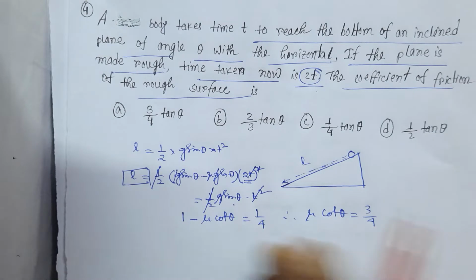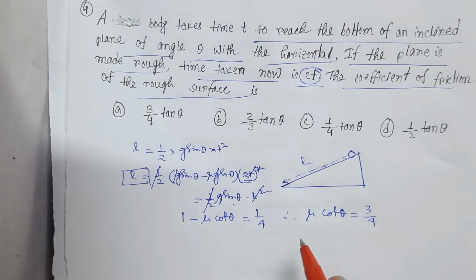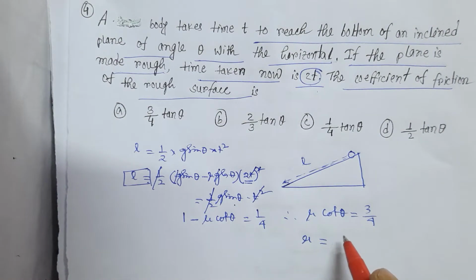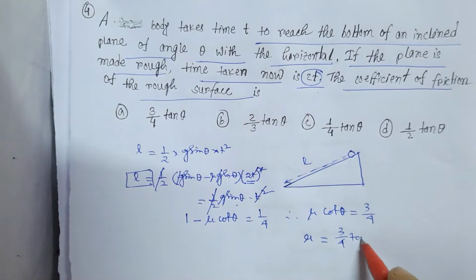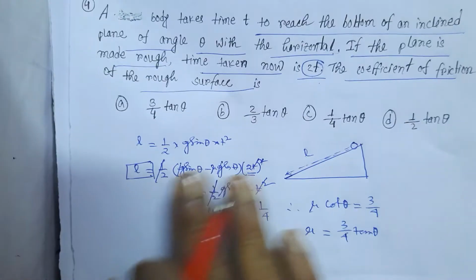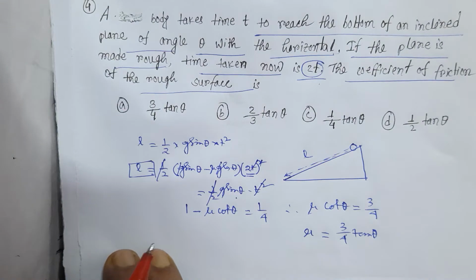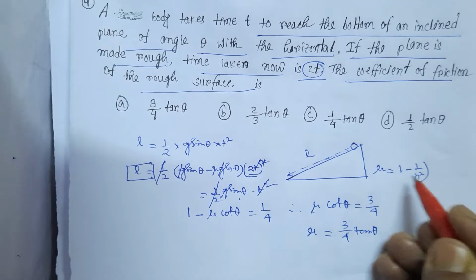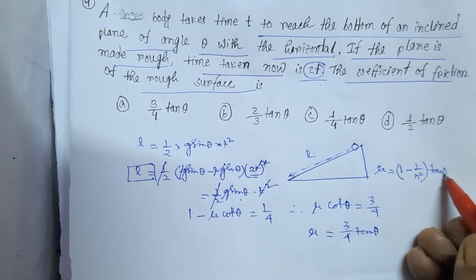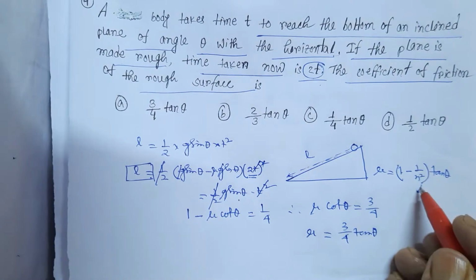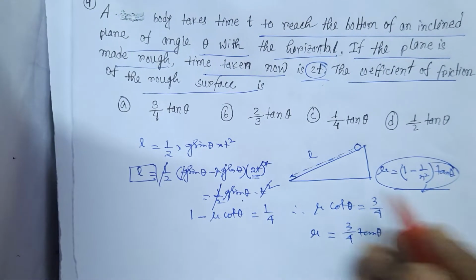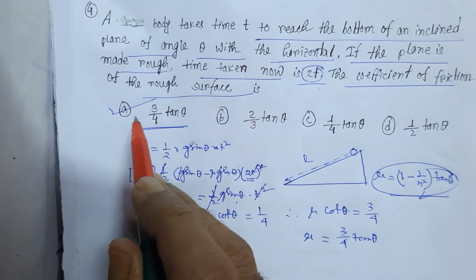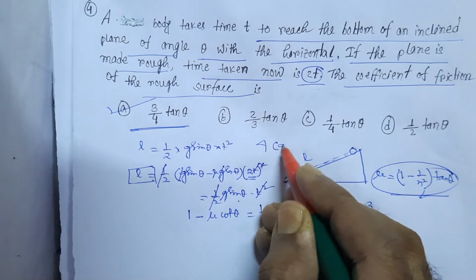And here we are to calculate mu. So mu equals 3/4 divided by cot theta, that is 3/4 into tan theta. In this case, we may also apply a short trick: mu equals 1 minus 1 by n square into tan theta, where n is 2 here. So mu equals 1 minus 1/4 into tan theta, that is 3/4 tan theta. So 3/4 tan theta is the correct choice. So the correct choice to question number 4 is A.